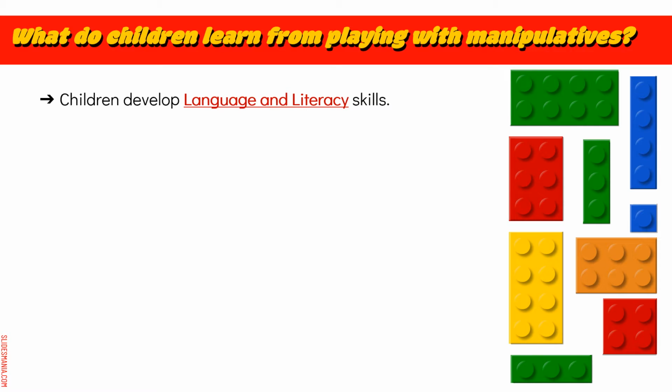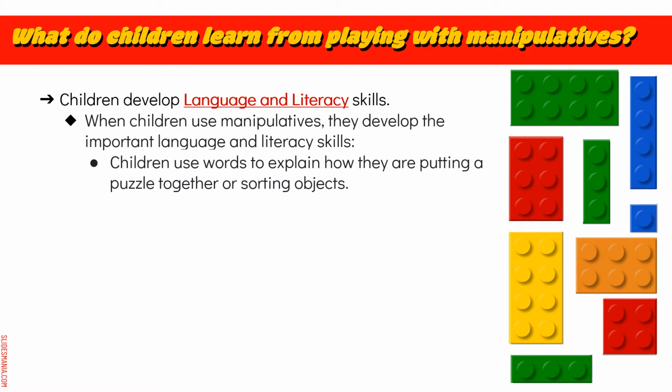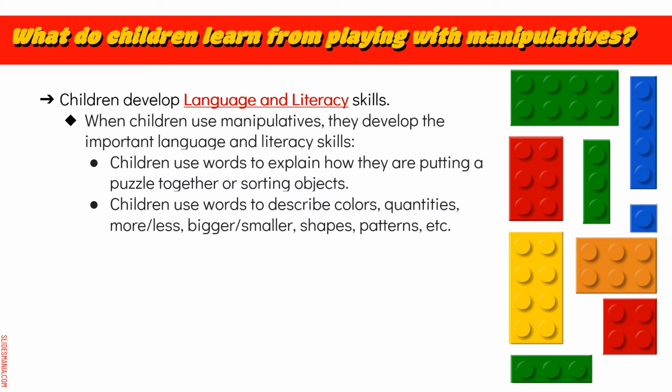Children also develop language and literacy skills through their use of manipulatives. When children use manipulatives, they develop important language and literacy skills. Children use words to explain how they are putting a puzzle together or how they're going about sorting objects. Children use words to describe colors, quantities, and comparisons like more or less, bigger or smaller, taller or shorter, etc. They also describe the shapes and the patterns that they're building with.